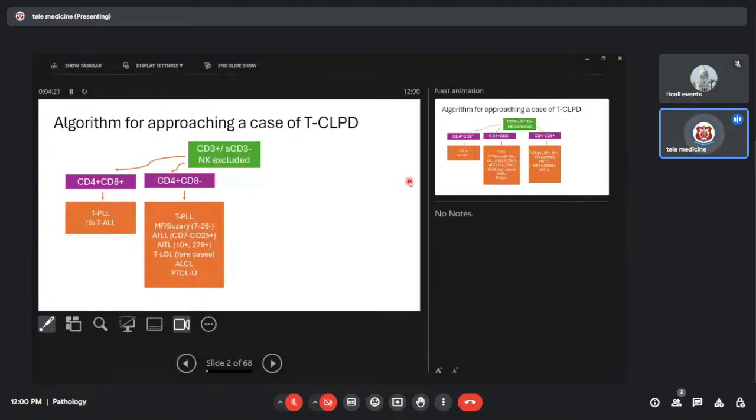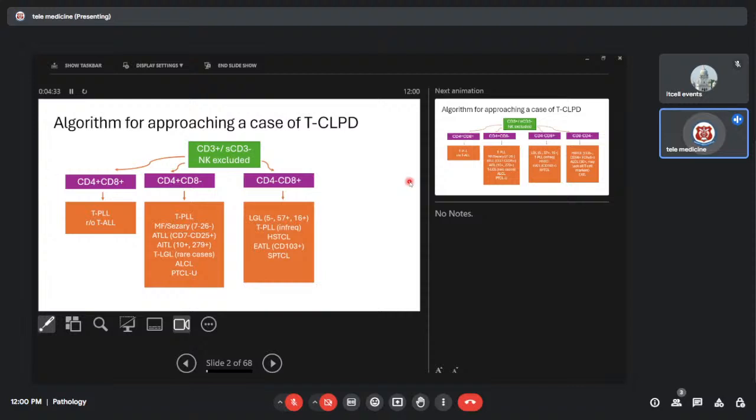This is one lymphoma, the recognition of which is actually increasing because of the increasing number of markers being applied and increasing recognition that this entity exists. Then rare cases of TLGL, ALCL, cases of PTCL can also be there.